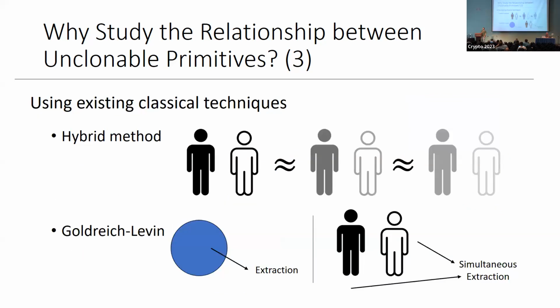And finally, in the classical world, we have standard techniques such as the hybrid method and the Goldreich-Levin extraction, which are commonly used to understand, for example, 1-bit to multi-bit implications of several primitives. And if you try to adapt these to the unclonability setting, you face several problems. It's good to understand whether these techniques are useful at all or under what conditions these are useful.